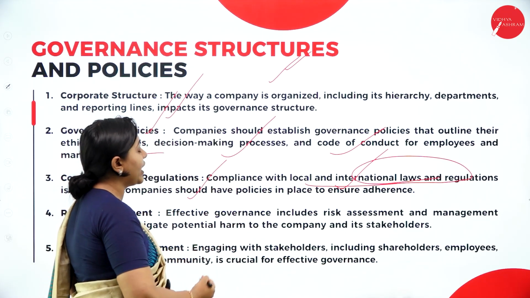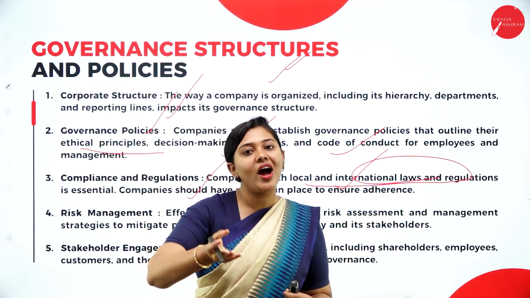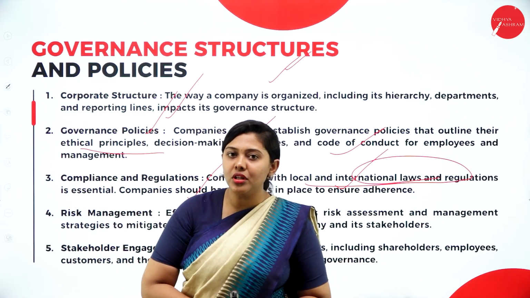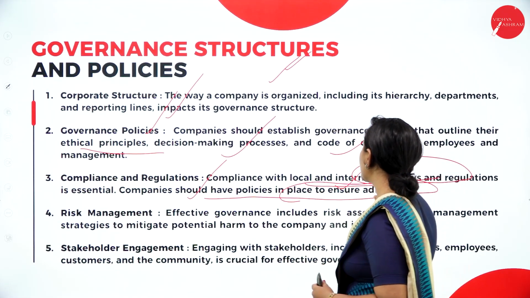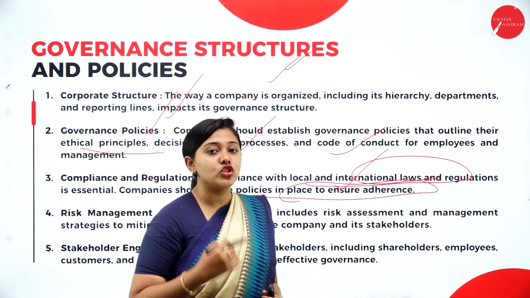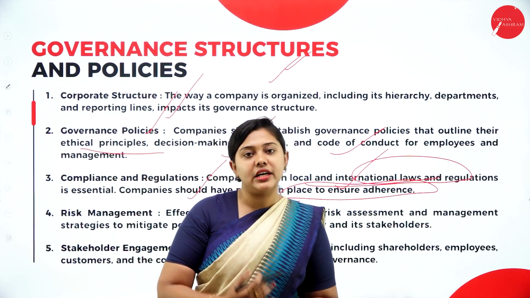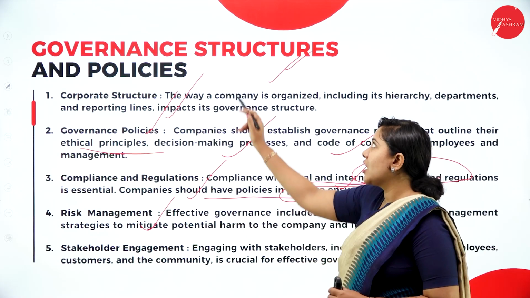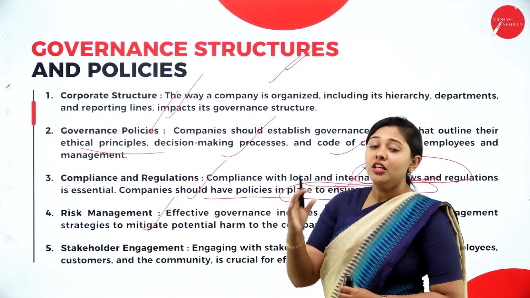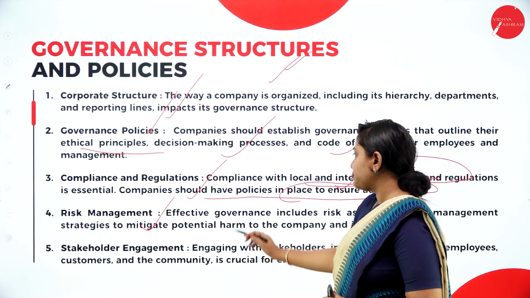So the organization should follow both local law as well as international law. So compliances should have policies in place to ensure adherence. So they should obey the rules and regulations. They should follow the act accordingly. Moving forward, the fourth governance structure and policy that they have to consider is risk management.